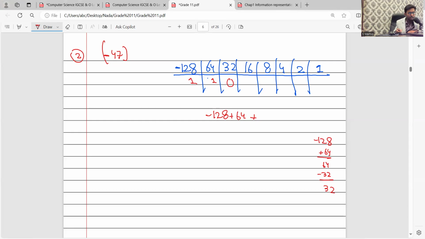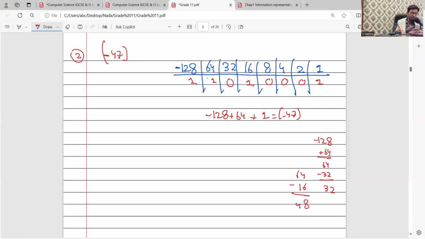So should I take 64 minus 16? If I check this, 64 minus 16 results in 48. Okay, this is correct. Now I have 48 here. What I need to achieve is 47. That means if I remove 1 from that, I will get the answer. So no 8, no 4, no 2, only 1. So this is going to generate my answer for minus 47.